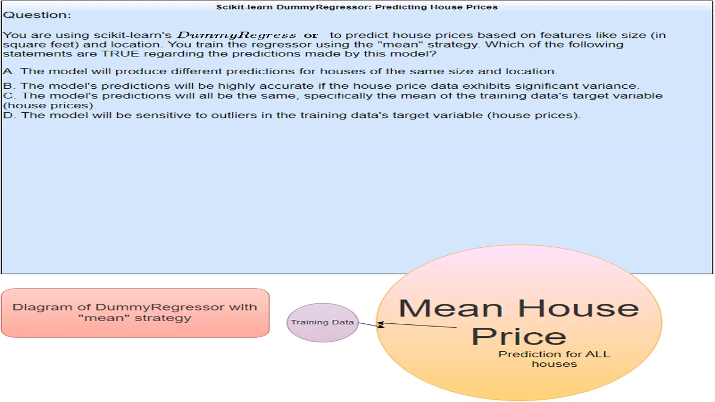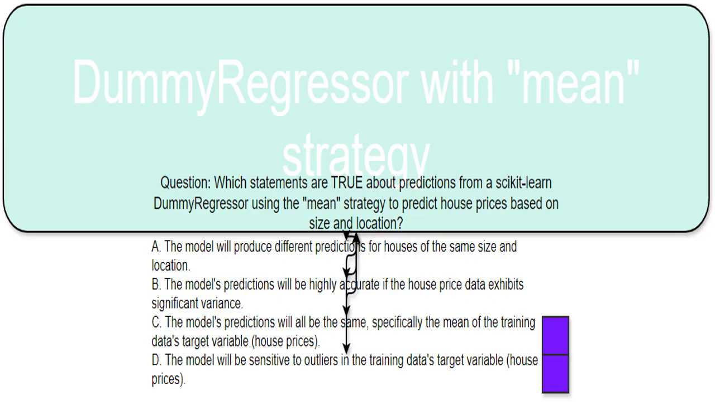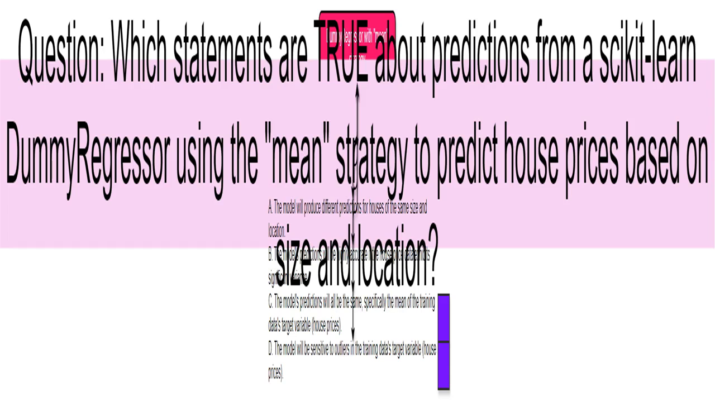The DummyRegressor with the mean strategy will predict the same average house price for every single house, regardless of size or location. I'm using Sklearn's DummyRegressor, a simple regression model. I'm using the mean strategy, which means my model will predict the average house price from my training data, regardless of the house's features. This question tests whether you understand how the DummyRegressor with the mean strategy works.